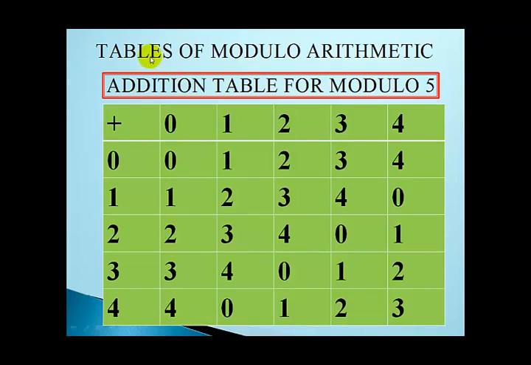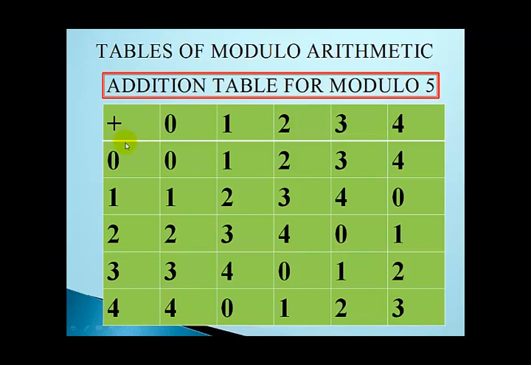Now let's look at tables of modulo arithmetic. This is an addition table for modulo 5. With modulo 5, 4 is our last digit. So on the table we have 0, 1, 2, 3, 4, and then we also have 0, 1, 2, 3, 4. That is how we construct the addition table for modulo 5.